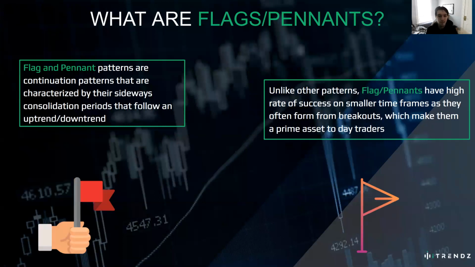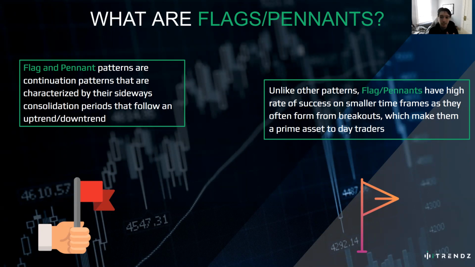So flag and pennant patterns are continuation patterns. That's really, really important, right? You either have a reversal or a continuation pattern. A flag or a pennant is a continuation pattern characterized by those sideways consolidation periods that follow an uptrend or a downtrend, right? They can be bearish or bullish.